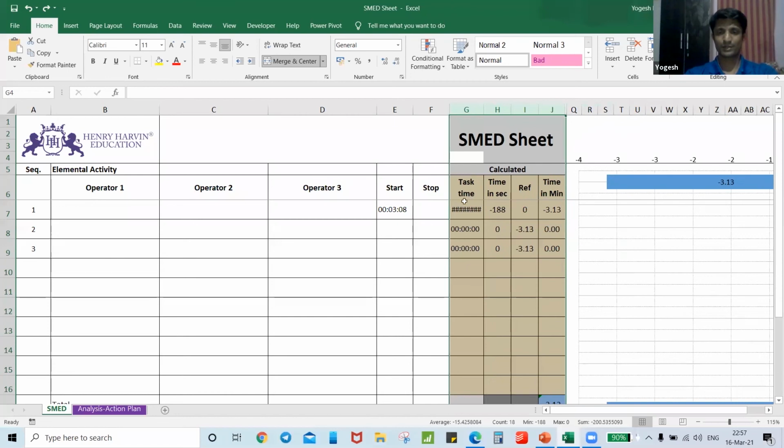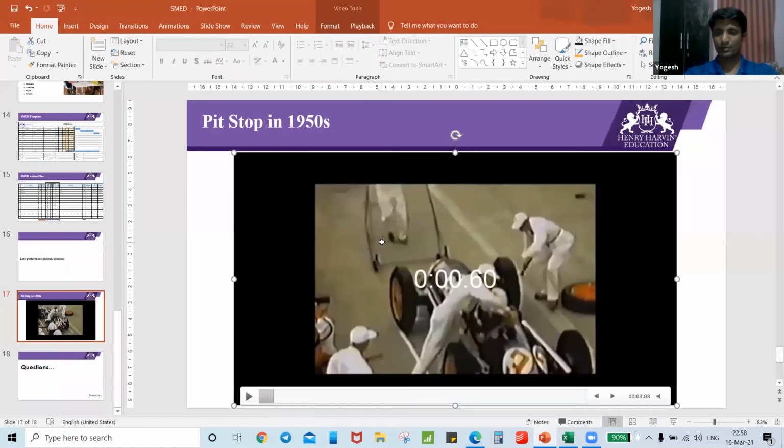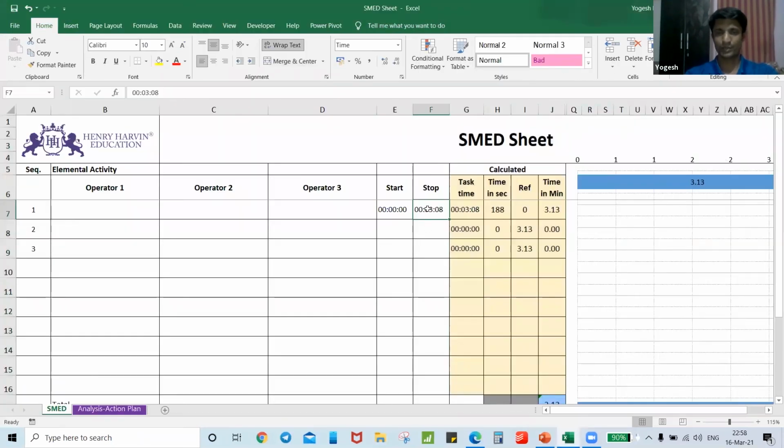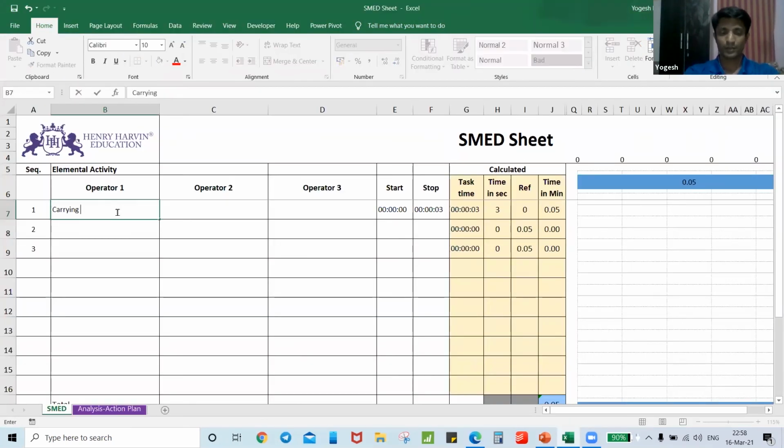Okay, it is because of the error. Okay, let's put this as the stop time, right? So this is basically 00. Time in minutes is 3 minutes. No, no. Okay, so that was basically in seconds. So we'll put this as 0 and this as 3. There it is, 3 seconds. So start time 0 and stop time is 3 seconds. So operator 1, what is he doing? He's carrying the tire and putting it on the floor. Carrying tire and putting it on floor. So this is the activity performed by operator 1.